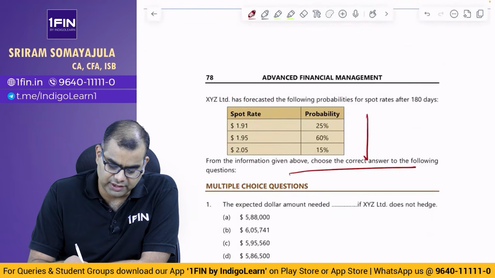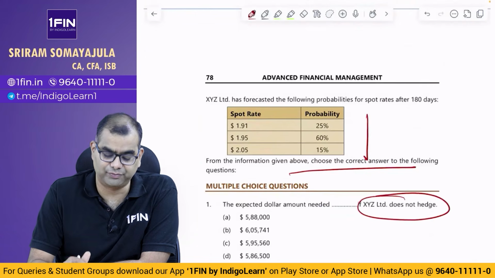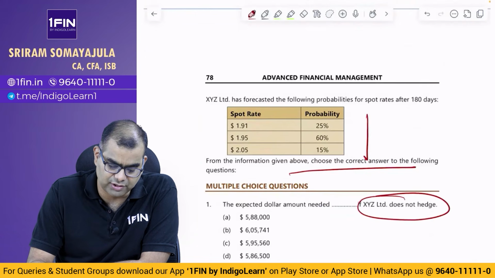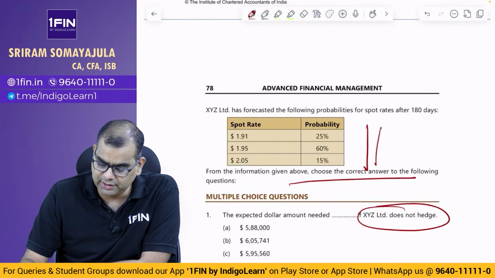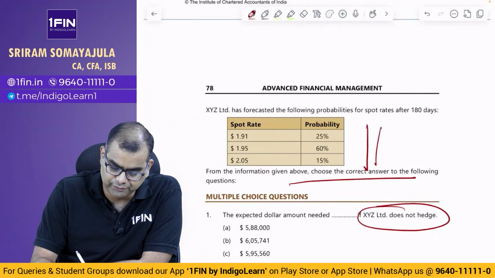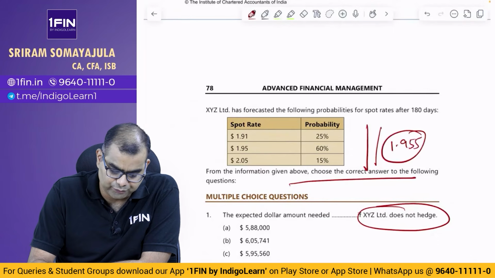Expected dollar amount needed if XYZ does not hedge. If you do not hedge at all, what is going to happen? This is what is going to happen. Spot rate can be 1.91 into 0.25 is equal to M plus, 1.95 into 0.6 is equal to M plus, 2.05 into 0.15 is equal to M plus. Memory recall, 1.955.